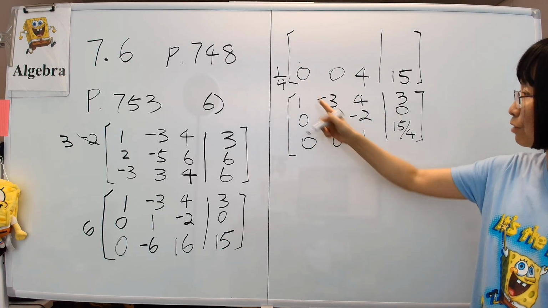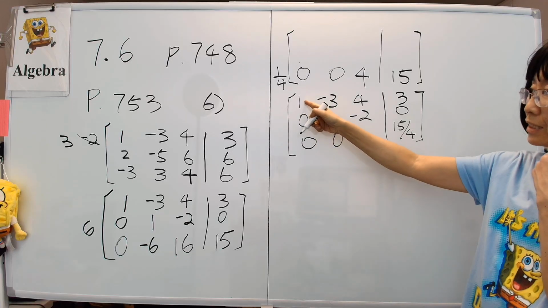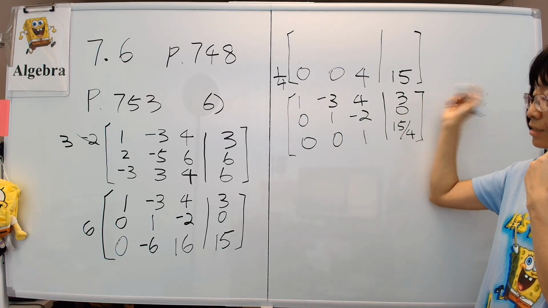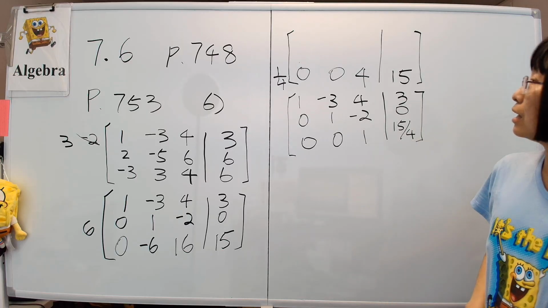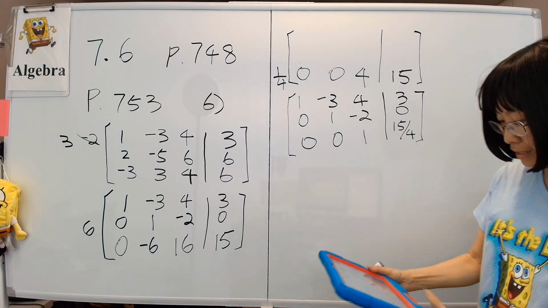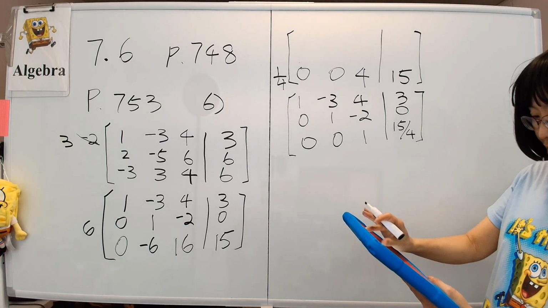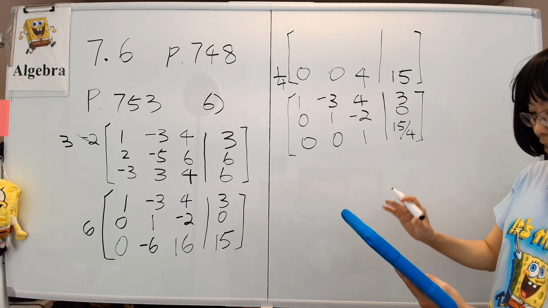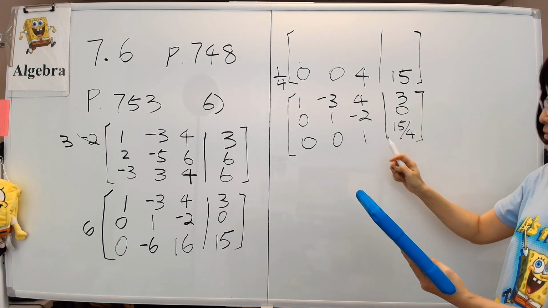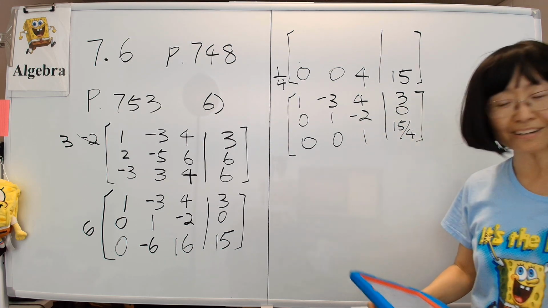So now we have achieved our goal, which is we need ones all the way down, and then 0 under the ones, and then the rest is whatever it is supposed to be. And that is called the row echelon form. Did I get it right? Let me check. What is the final answer? Minus 3, 4, 3, 1, minus 2, 1, 15 over 4. I got it right. Yay.